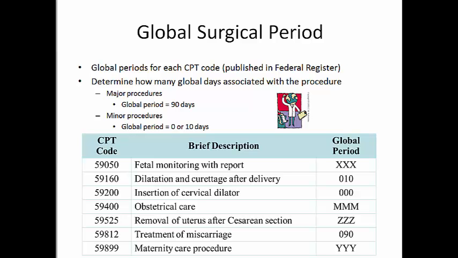Major procedures usually have a global period of 90 days. Minor procedures are anywhere from 0 to 10 days. And this is a caption in your book. The XXX does not have a global period policy that is applied, nor does the MMM. Now here you can see there's 10 days for a D&C after delivery. There would be a 0 global day period for insertion of a cervical dilator.